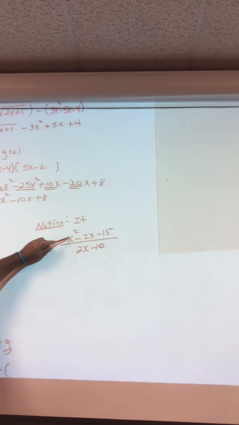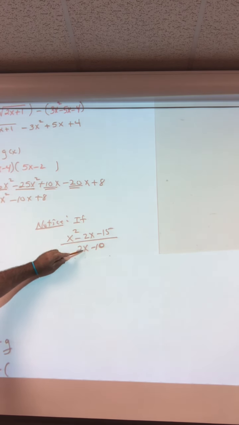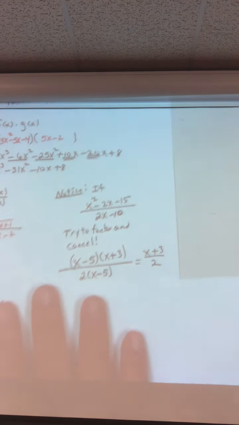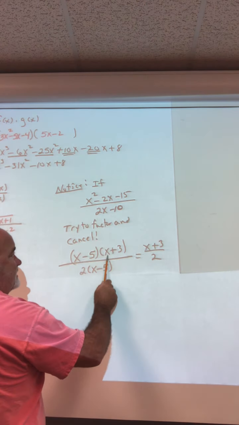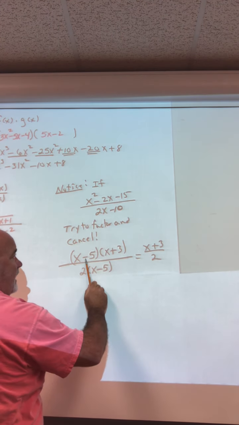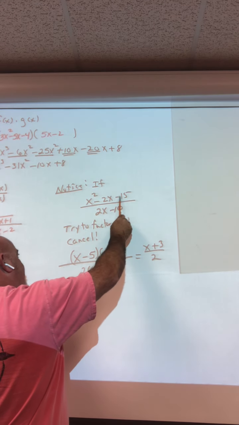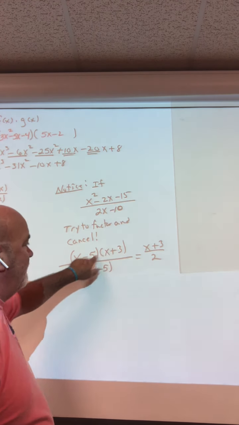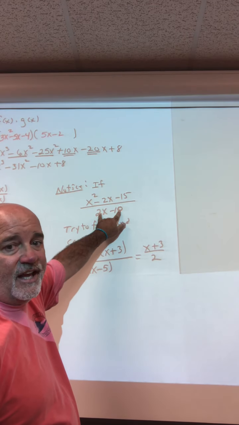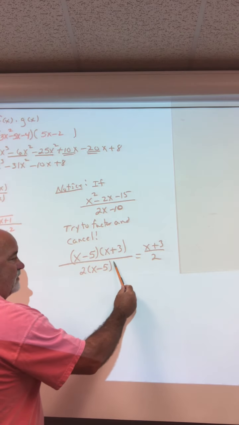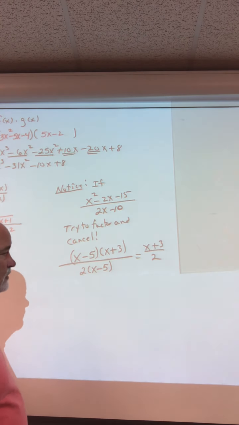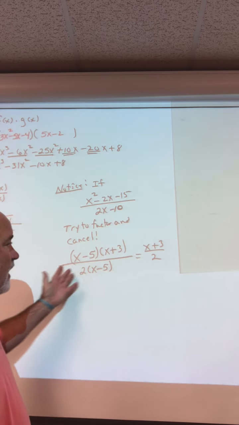Well, this factors. This is the easy case. But this has a GCF. Watch what happens if I factor both of these. If you factor this, x squared, x and x, signs are different, largest negative. Two numbers that multiply to give you 15, subtract to give you 2, is 5 and 3. This has a GCF of 2. Take out a 2, you're left with x minus 5. Look at what happens here. The x minus 5's cancel. But you would not have known that had you not factored it.